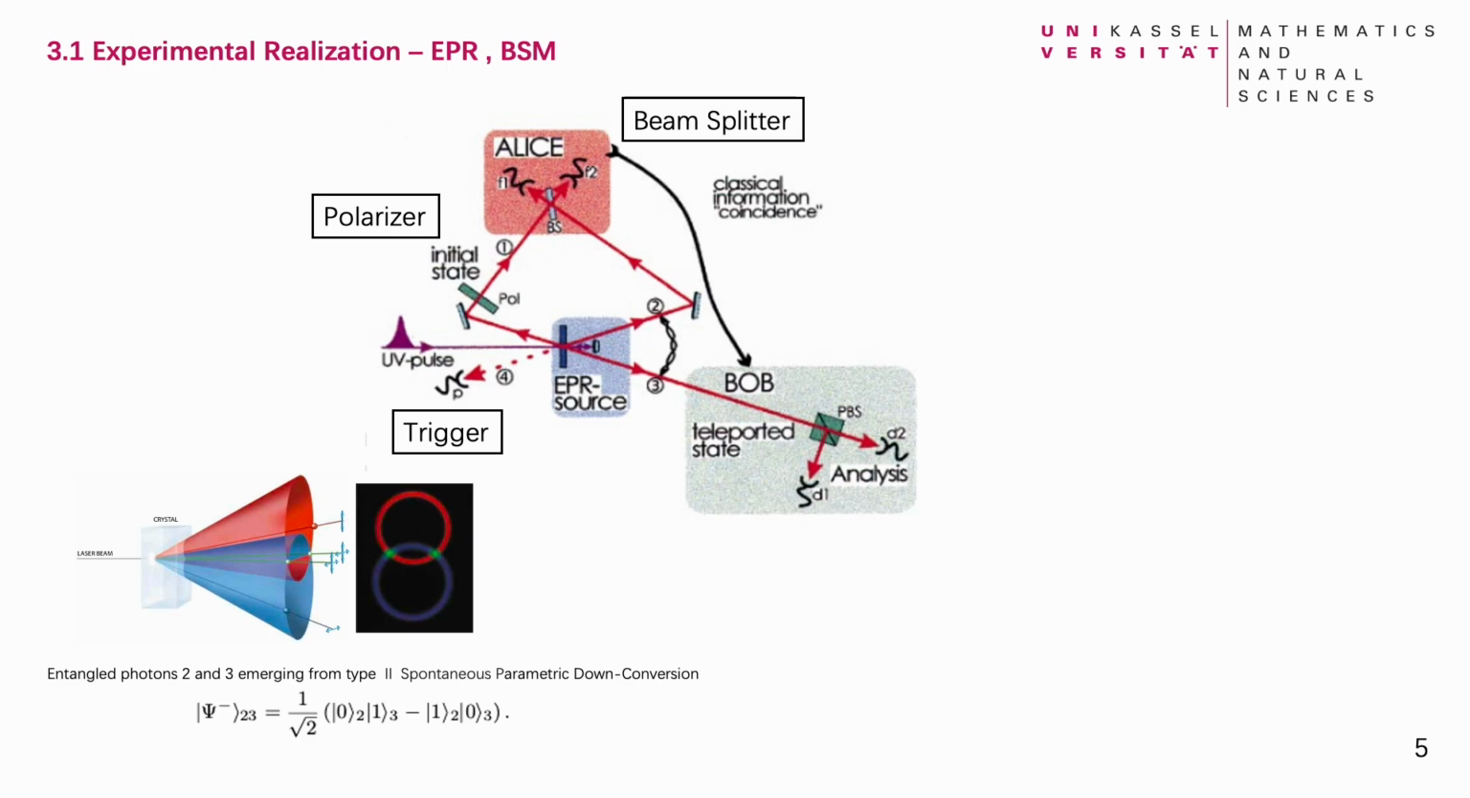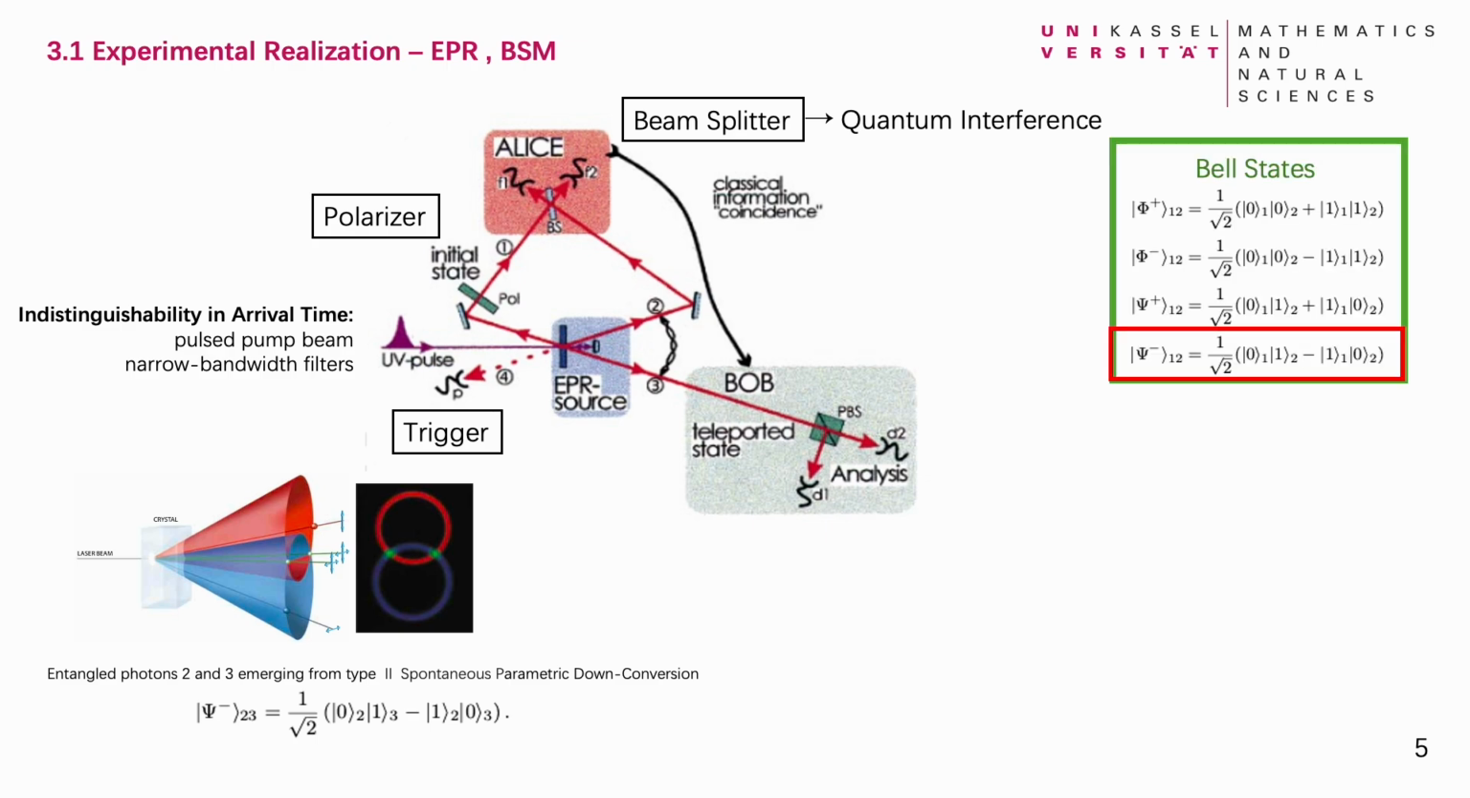Alice combines photons 1 and 2 using a beam splitter to perform a Bell state measurement. One important condition is that photons 1 and 2 must be indistinguishable. To achieve that, we need them indistinguishable in arrival time, using pulsed pumping and a narrow bandwidth filter. Once they are indistinguishable, quantum interference will take place. Now we come to the most important part. Of the 4 Bell states, only Psi minus is the antisymmetric state. Others are all symmetric states.